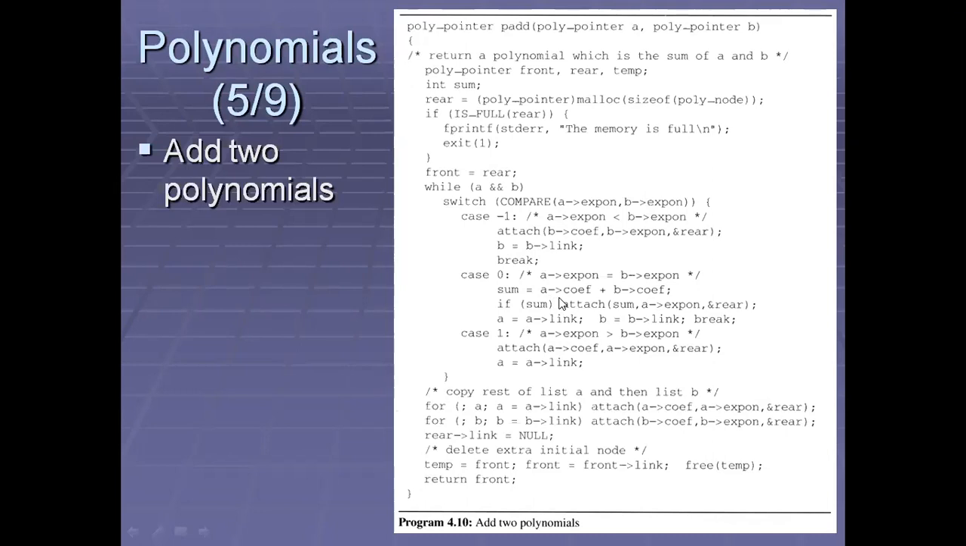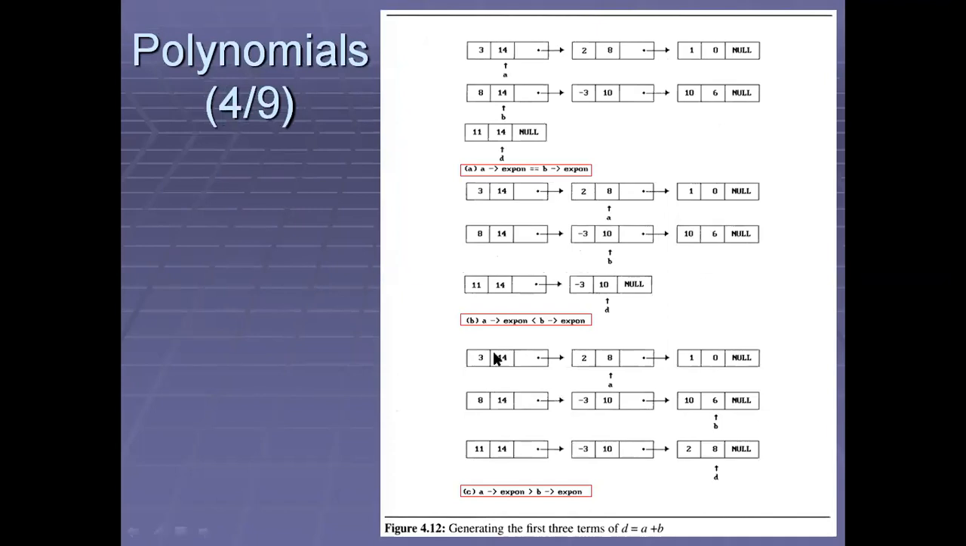So in the same way, sum is equal to A of coefficient plus B of coefficient. If sum, attach sum, A of exponent, comma, rear. So why has he written if sum? Because in some cases it may become 0. Then there is no need to attach anything. For example, in A coefficient, if we take exponent 14 and 14, first, if we take, for example, 3 is there. In the next coefficient part, -3 is there. Then what will happen? 3 plus -3, it will become 0.